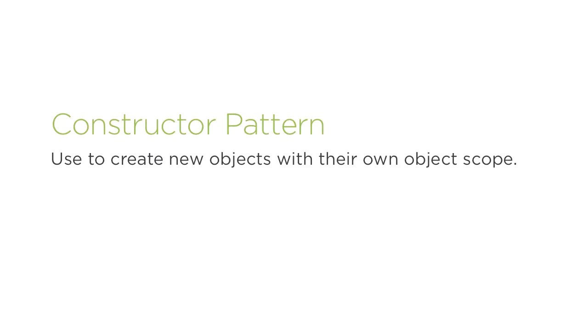And so the constructor pattern for us right now is used to create new objects with their own object scope. So if you're coming from .NET or Java or some other object-oriented language, this would be creating a new instance of a class. Now, JavaScript doesn't have classes, at least not until ES6, and we'll talk about that in just a little bit. But JavaScript does enable you to create new objects out of existing objects, and so that's going to use the constructor pattern. So when I do the constructor pattern, we're going to use the new keyword.